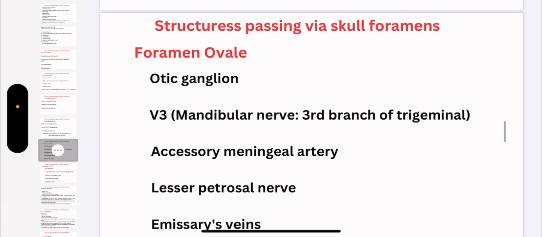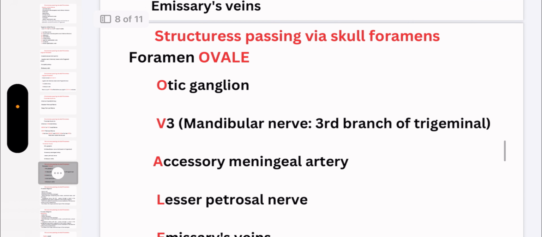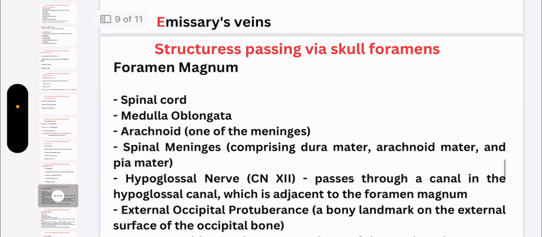Okay, structures passing via foramen ovale are otic ganglion, V3, which is a mandibular nerve, third branch of trigeminal, accessory meningeal artery, lesser petrosal nerve, and emissary vein. Bear in mind, we don't mention all the structures, we mention the important structures. How can you remember this one? You can remember it by remembering the word ovale. Foramen ovale. So O for otic ganglion, V for V3 mandibular nerve, third branch of trigeminal, A for accessory meningeal artery, L for lesser petrosal nerve, and E for emissary vein.